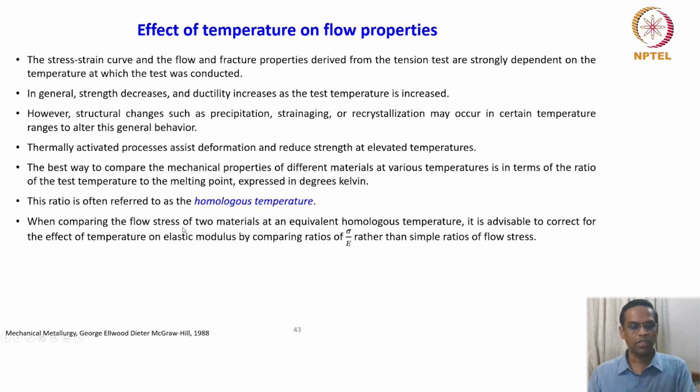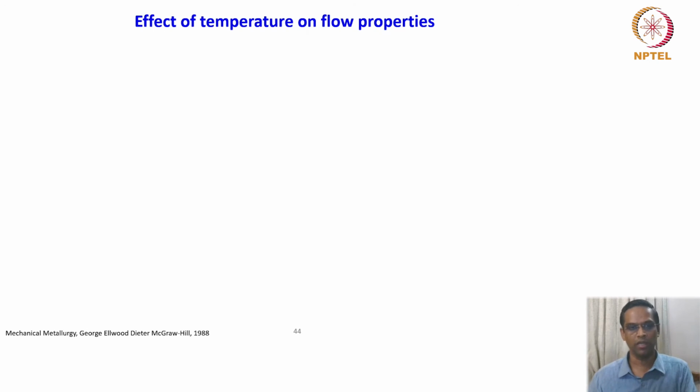When comparing the flow stress of two materials at an equivalent homologous temperature, it is advisable to correct for the effect of temperature on elastic modulus by comparing the ratio of sigma by E rather than the simple ratio of flow stress. So this is basically some of the instructions or information when we take so much information from the simple tensile test. So what are the aspects to look at? That is how these points are given here.